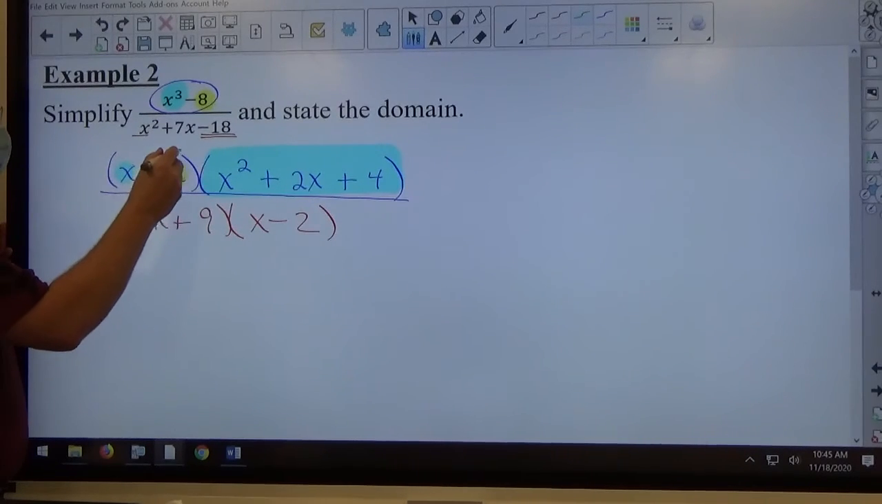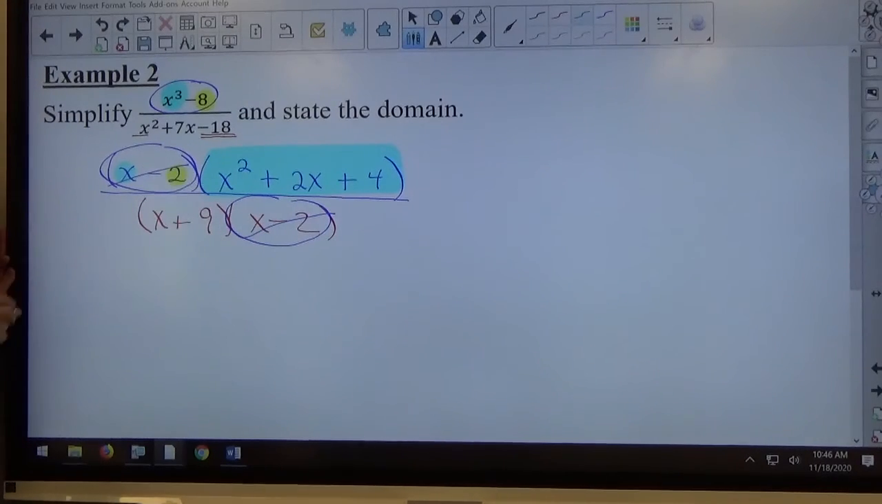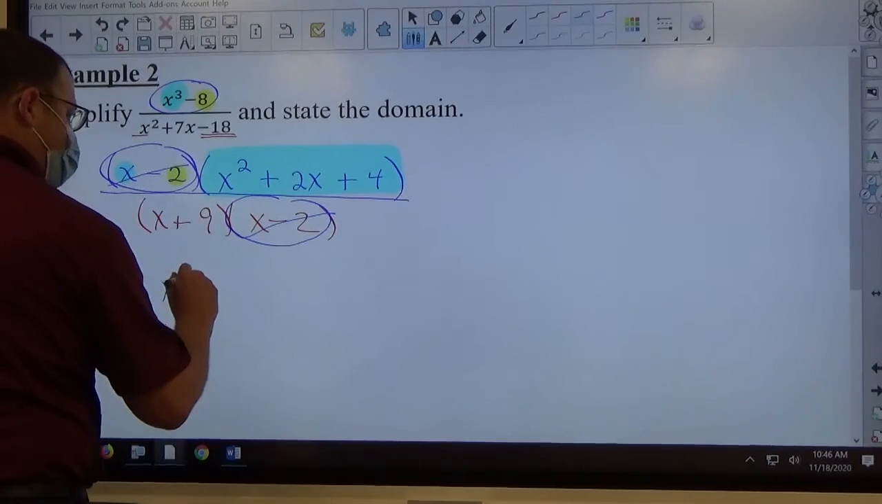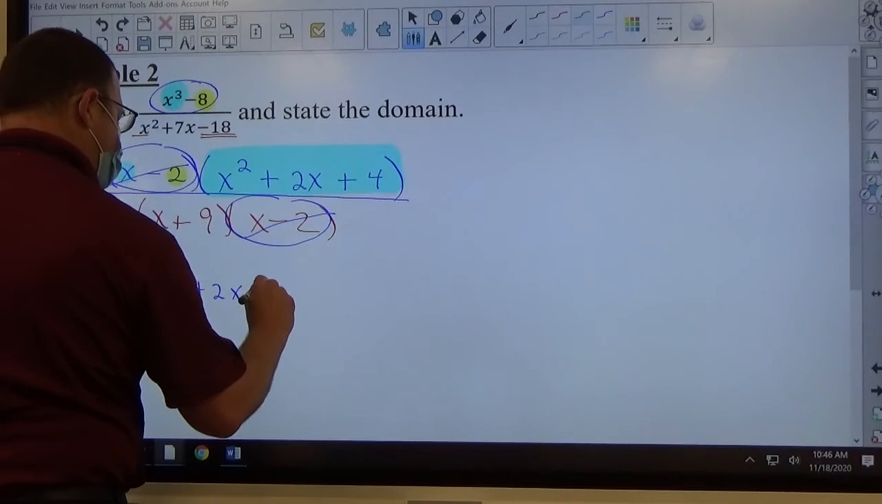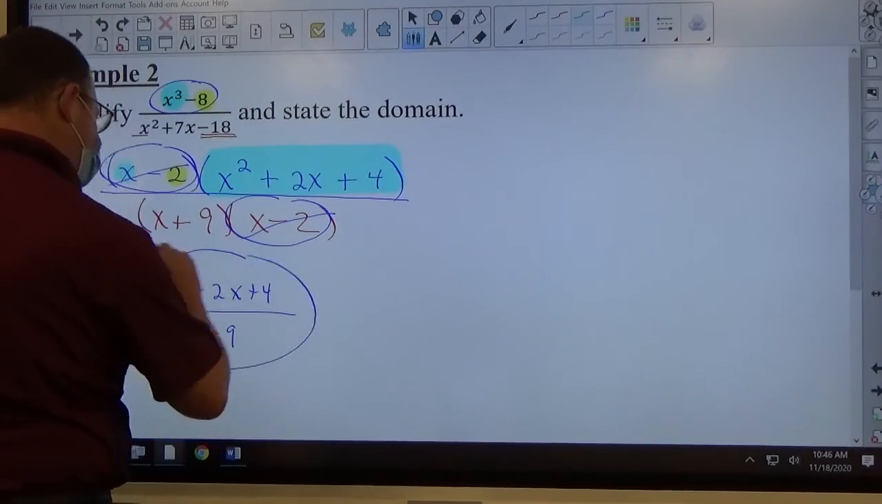And then notice x minus 2 on top matches x minus 2 on the bottom, so they cancel. That's what I'm looking to do when I'm factoring these things. I'm looking to see if they have a common factor so I can cancel stuff out. The other stuff doesn't factor, so I can't do anything else to it. So the leftover on top is x squared plus 2x plus 4. The leftover on the bottom is x plus 9. That's my simplified form.